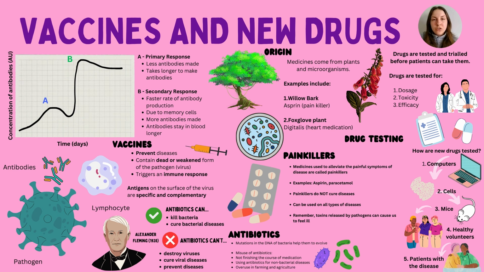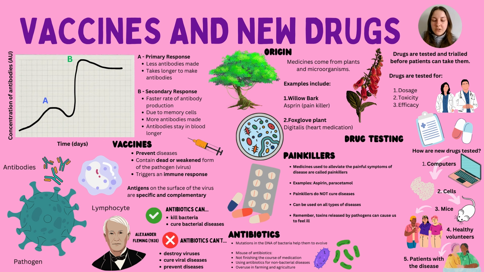Painkillers and antibiotics are two types of medication you need to know the information of. So painkillers are medicines used to alleviate the painful symptoms of diseases such as aspirin and paracetamol, which are often given. Painkillers do not cure disease, but can be used on diseases that do not have a specific cure but do need treatment for pain, such as influenza and measles. Remember, toxins released by pathogens can cause us to feel ill, so painkillers are often prescribed. Antibiotics, however, are only used for bacterial diseases such as gonorrhea and for salmonella.